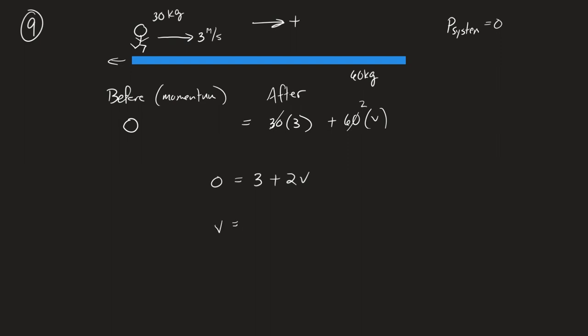So v is going to be -3/2 meters per second, which means the sheet moves to the left, or in the opposite direction of the boy.